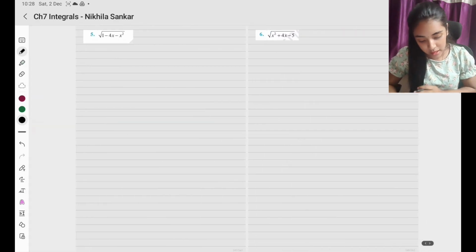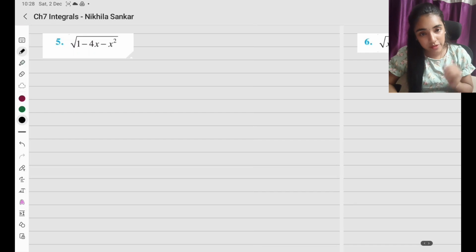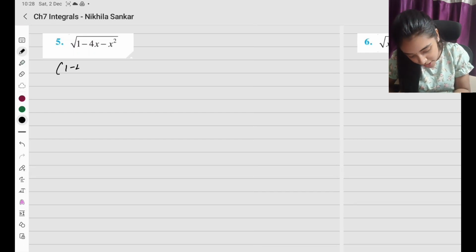Okay. Now moving on to fifth question. Again, completing the square. For simplicity, I am going to multiply by minus 1. 1 minus 4x minus x square, minus 1 ஆல multiply பண்ண போறேன். Remember to divide in the end. Okay. Now, how does my equation look like? x square plus 4x minus 1.